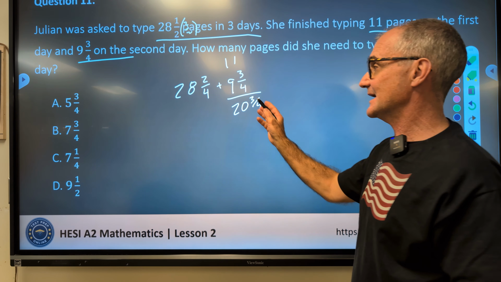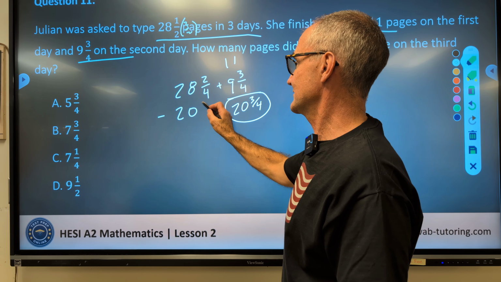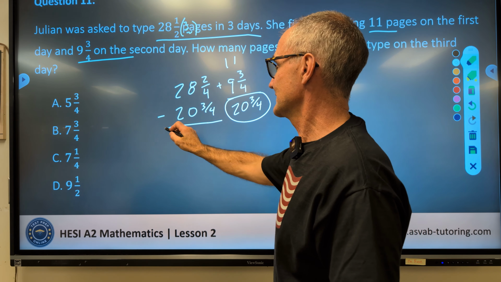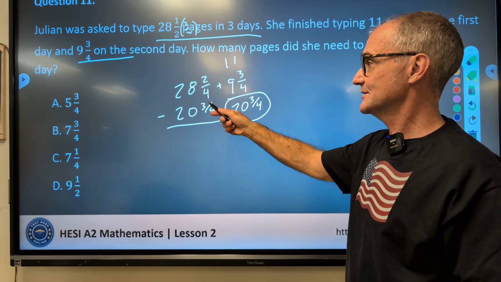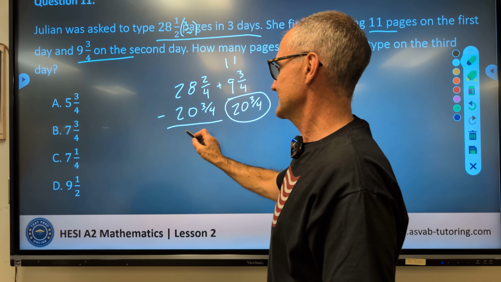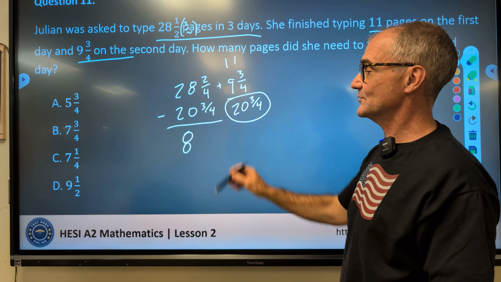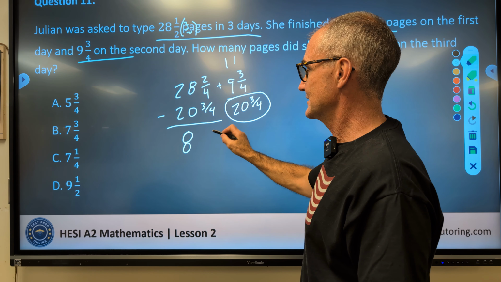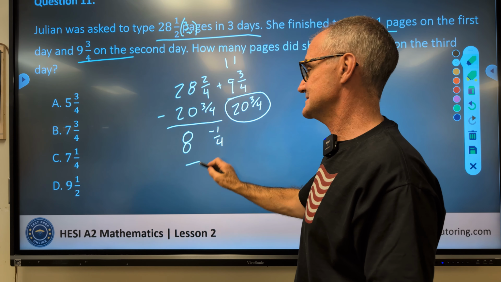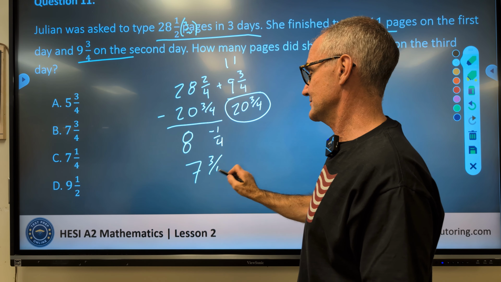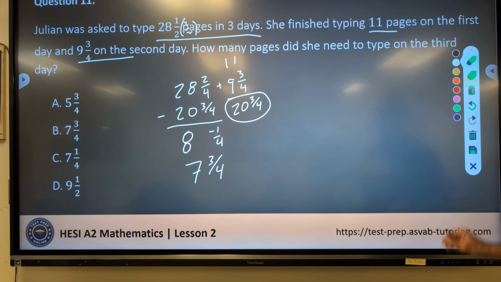So I'm going to subtract how much she did on day 1 and day 2 from this, 20 3/4. It's going to be a little tricky here because this fraction is larger than this one. But I got 28 minus 20 is 8. 2/4 minus 3/4 is negative 1/4. So I've got to take that negative 1/4 from that 8 to get 7 3/4. Correct answer, answer B right there.